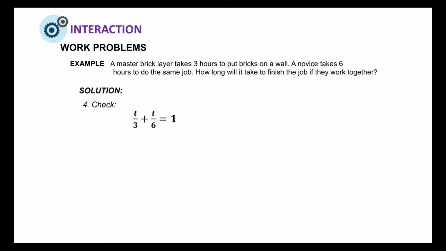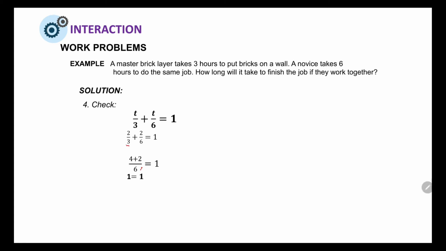Step 4. t over 3 plus t over 6 equals 1. That's the equation, so we have to check. What we are going to do here is to substitute the value of t in the equation, where t equals 2. So we have now 2 over 3 plus 2 over 6 equals 1. The least common denominator of 2/3 and 2/6 is 6.